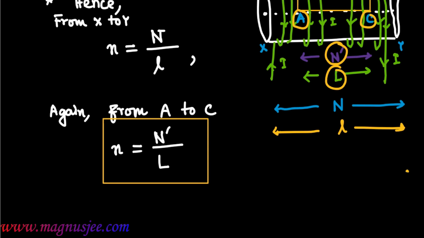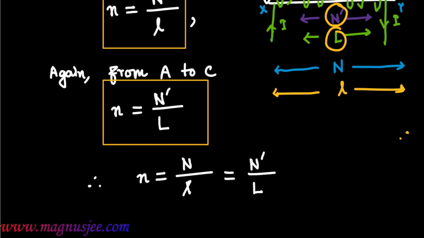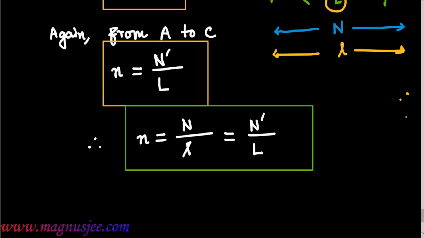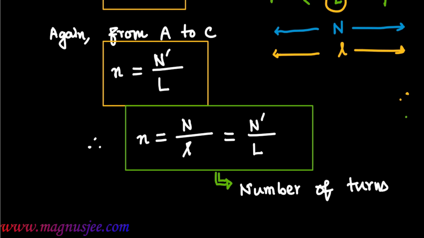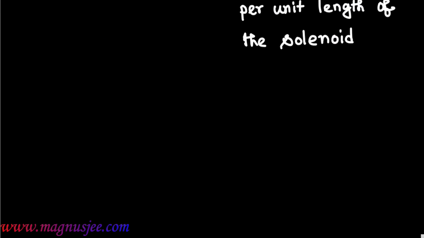Small n equals N prime by capital L, and again small n equals capital N by small l. We can find the number of turns per unit length in these two ways. One is N by l, another is N prime by capital L. So this is the number of turns per unit length of the solenoid.